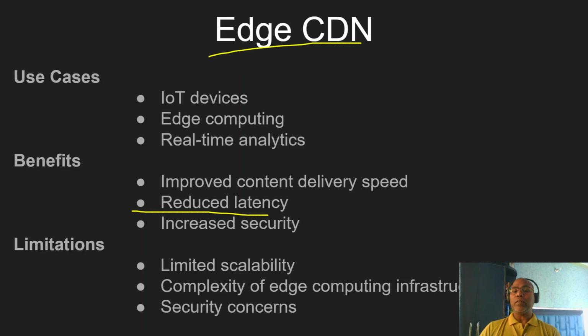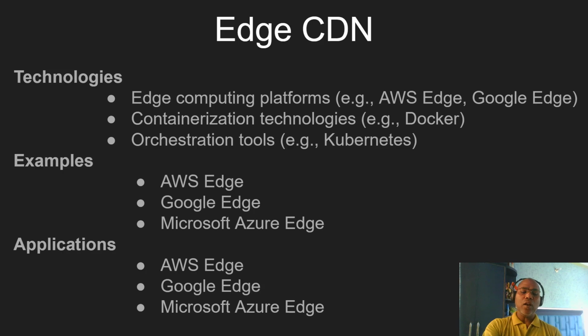We can use the edge CDN as well as, nowadays, IoT devices or edge computing, any real-time analytics applications where the edge CDN is a preferable choice, because of the streaming of data, or whatever the edge computing generates, lots of data on the edge. So for those we have to reduce the latency with the help of a CDN, and lots of technology is available here.